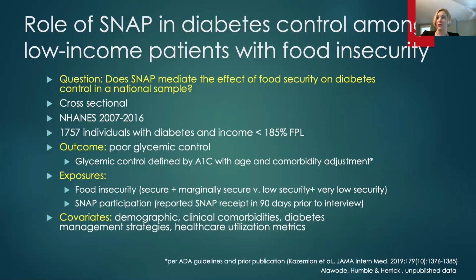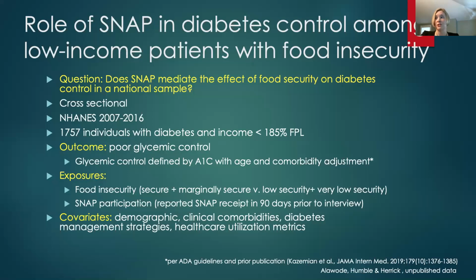So our group set out to examine the possible effect modification of this association between food insecurity and poor glycemic control by SNAP receipt in a national population sample. We utilized the most recent 10 years of NHANES data and defined a population of individuals with diabetes by self-report or a documented A1C greater than 6.5% by the NHANES lab. We restricted our population to those with incomes less than 185% of federal poverty, so as to capture those that were eligible or near eligible for SNAP benefits.